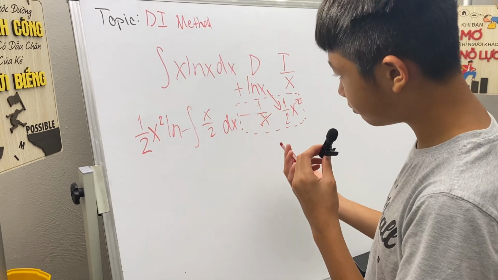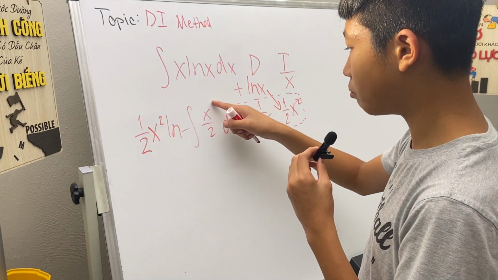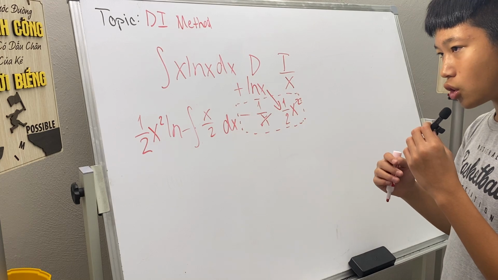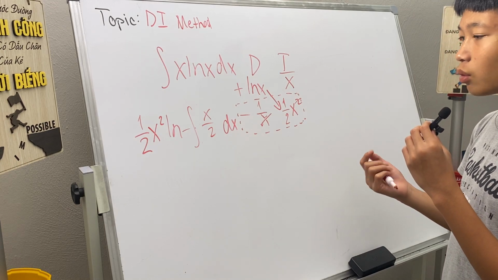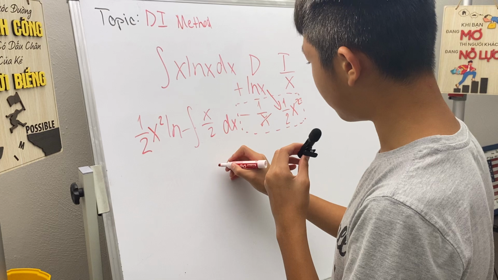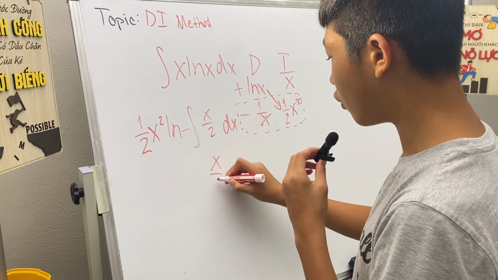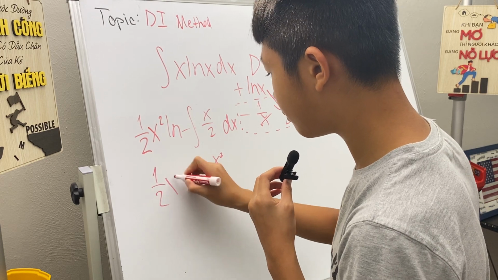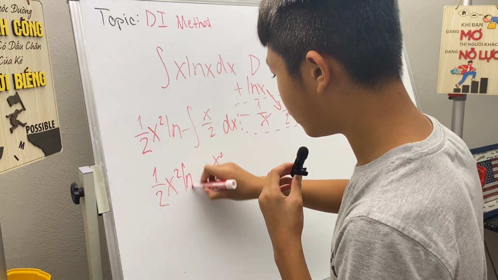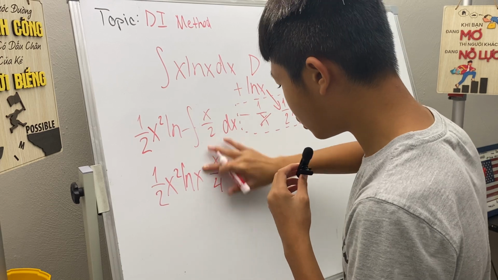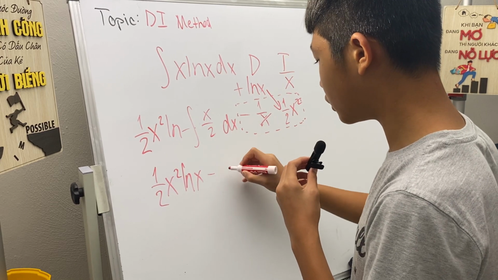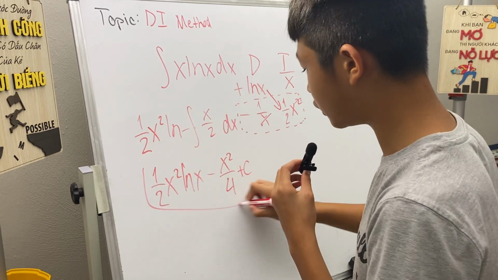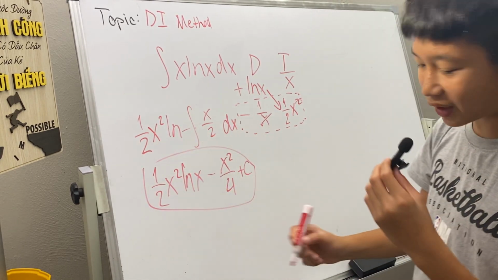Integrate x over 2. That's easy. Just add 1 to the power and divide by 2. Dividing by 2 just means multiply by 1/2. So we just get x squared over 4. So the answer is 1/2 x squared ln x minus x squared over 4, plus c. There's your answer. Sorry for not writing x, I forgot.